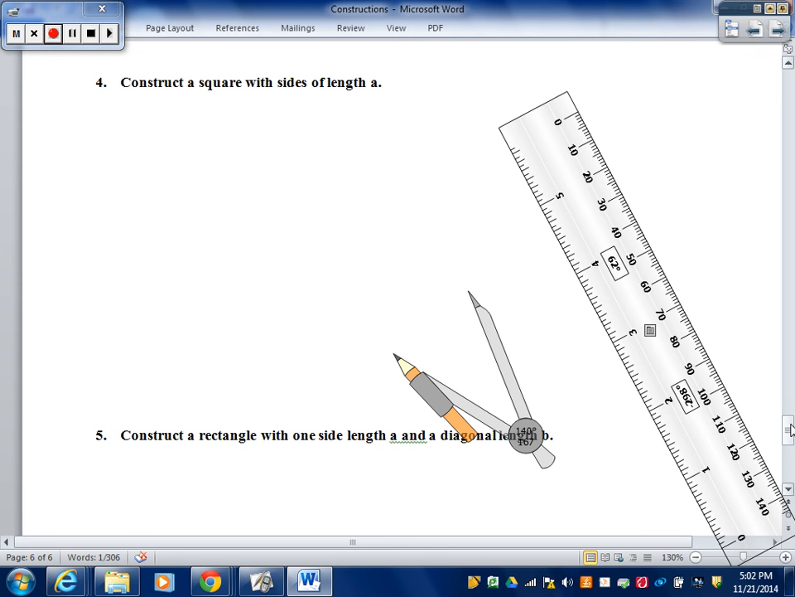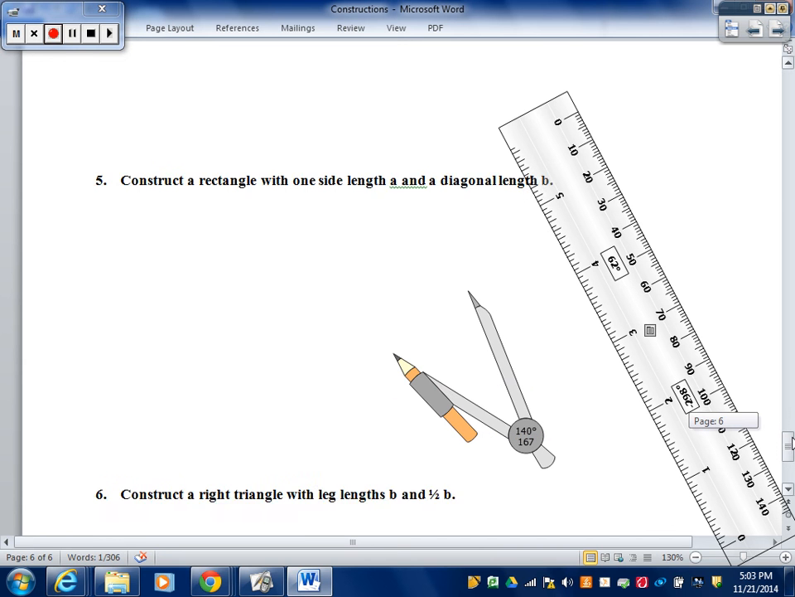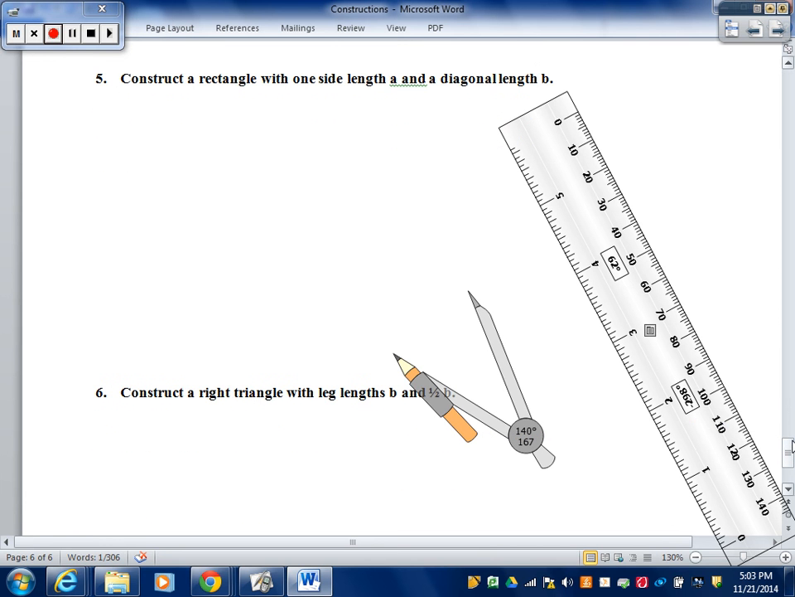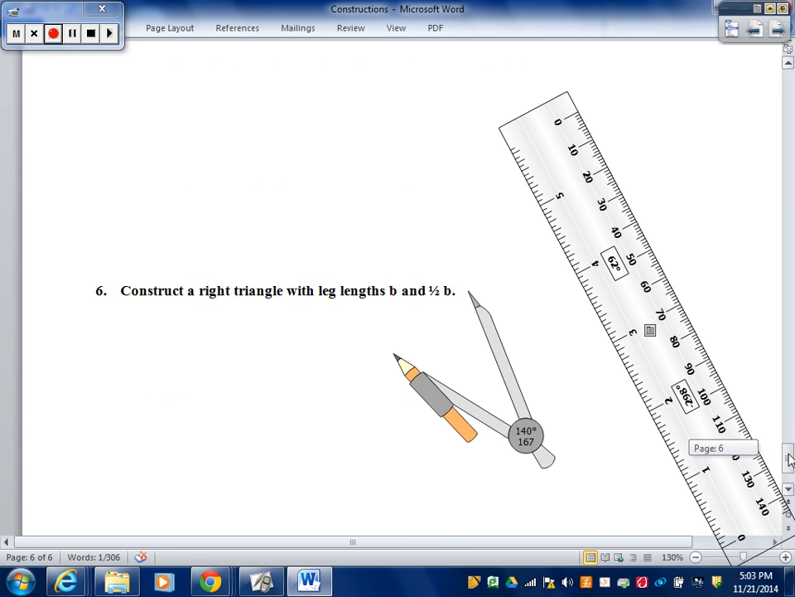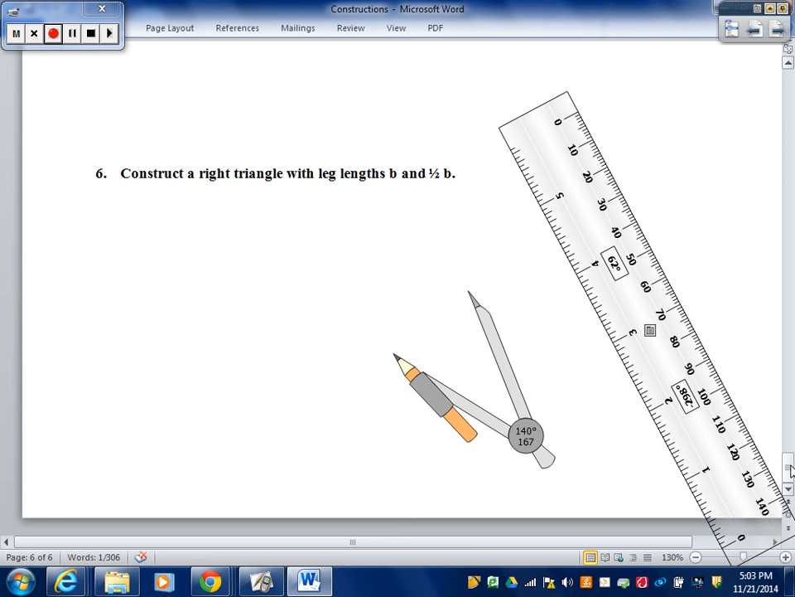A square, well, what's that got? Well, it's got perpendicular lines which form those right angles. So keep that in mind. A rectangle, well, we've got a rectangle which has right angles. Again, it's going to use perpendicular lines. All right. And then the last one is a right triangle. What does the right triangle have? It has a right angle, which comes about because of perpendicular lines.